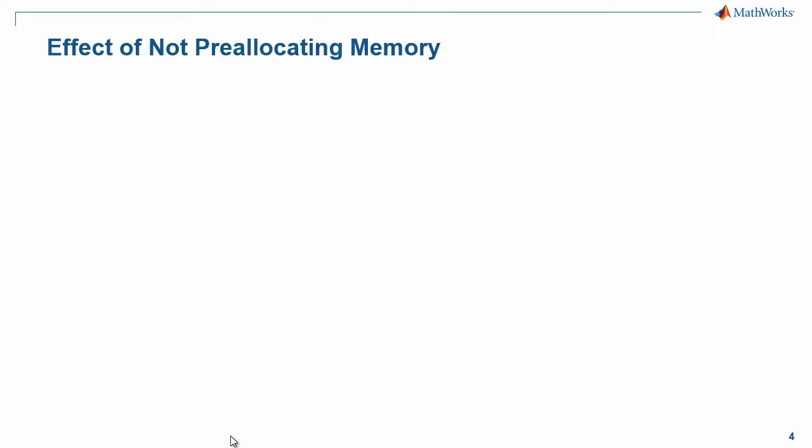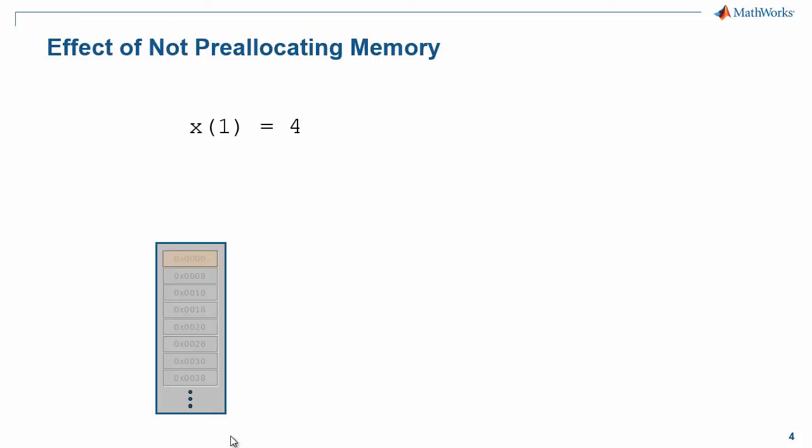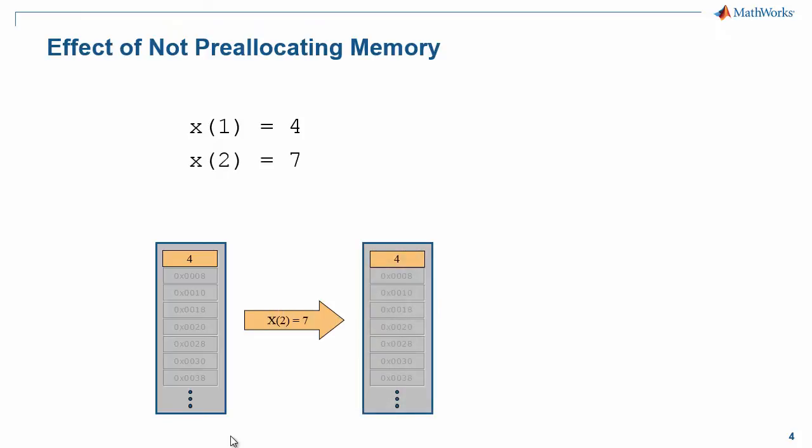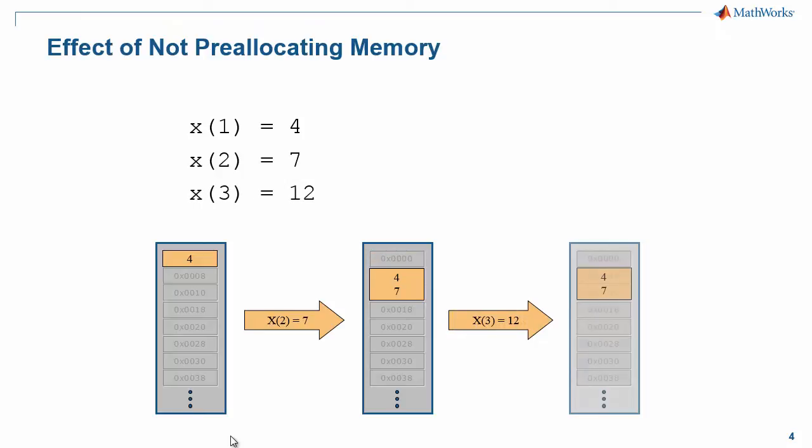So right now, with these for loops, on each iteration, we're going to the operating system and saying, hey, we need space for some amount of data. So for example, we say x of 1 equals 4. We'll ask the operating system for a 4. Hopefully it gives us the space. When we say x of 2 equals 7, the operating system needs to allocate space for two elements, copy the 4 over, insert the 7, clear out the old value. If I was to then say x of 3 equals 12, it needs to copy the 4 and the 7, insert the 12, and clear out the old 4 and 7.